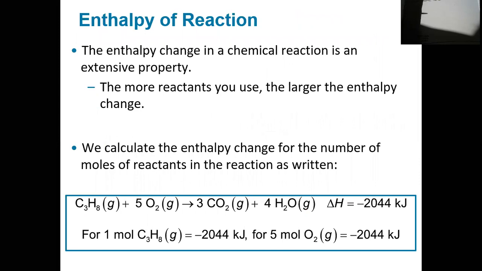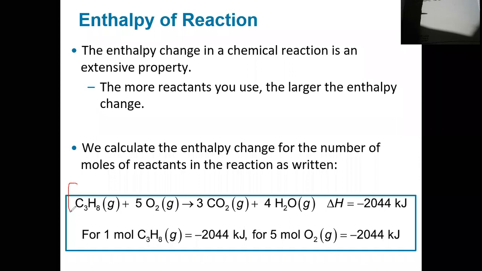The next thing we want to talk about is the relationship between the amount of reactants and products we have and the amount of heat that is released or absorbed. It turns out that the enthalpy change of a reaction is an extensive property. This should make sense logically also, because the more reactant that you use, the bigger the enthalpy change is going to be. So for this example below, we're looking at the combustion of propane.